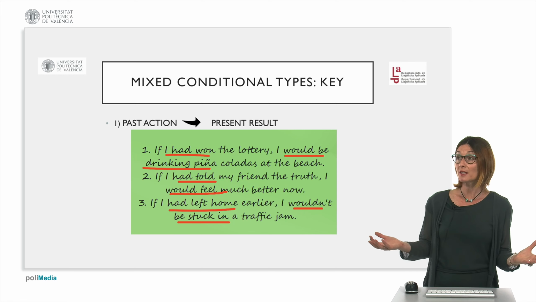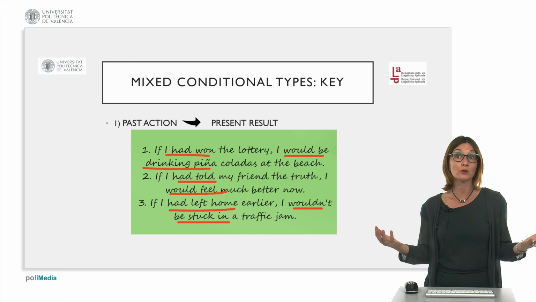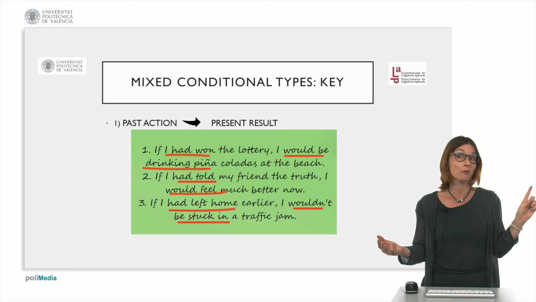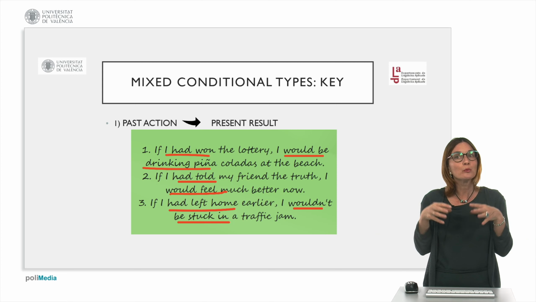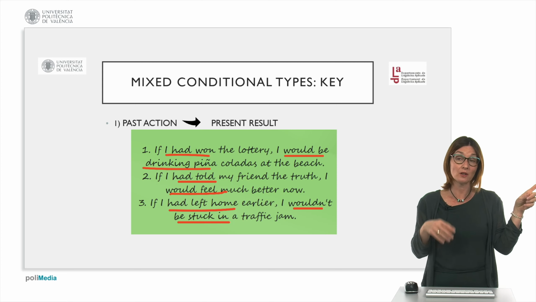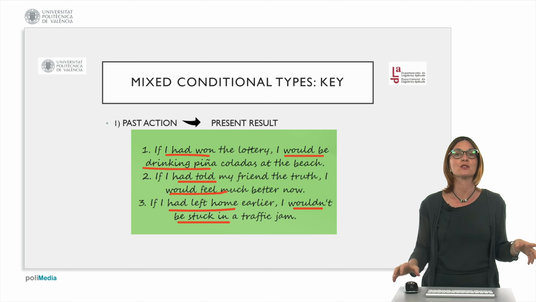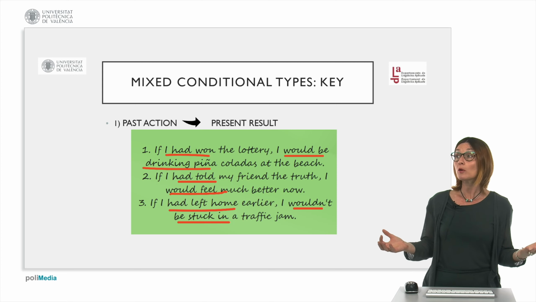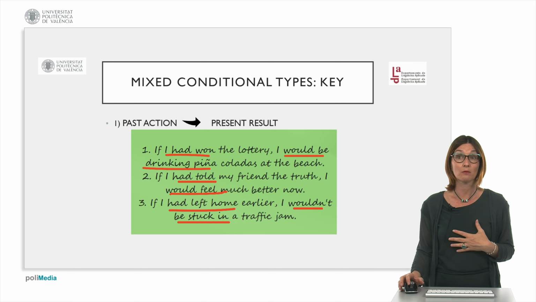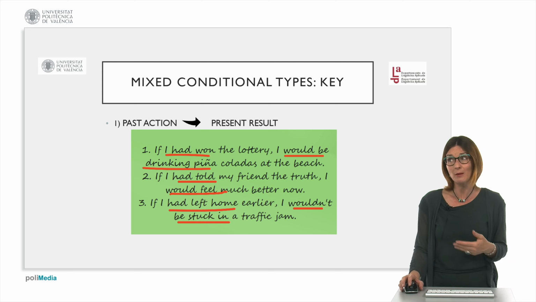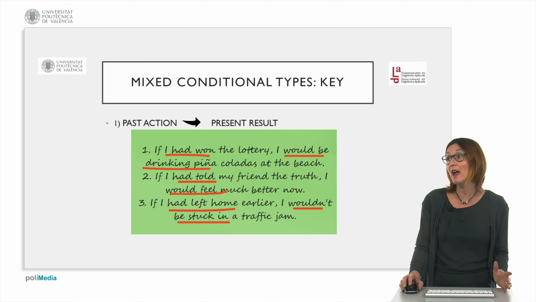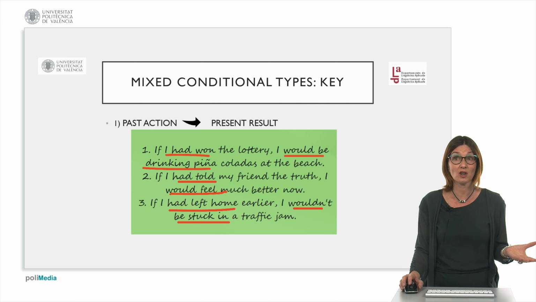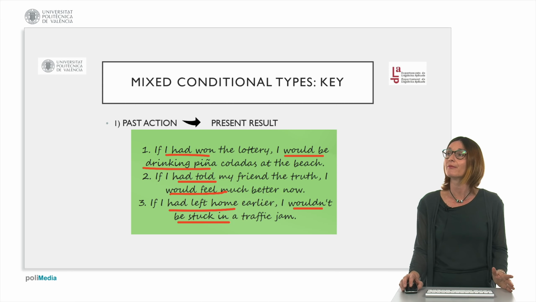Right, so for the first sentence, you could say something like, if I had won the lottery, but I didn't win it, I would be drinking piña coladas at the beach. So that's what I would be doing now. So the past action has a result that is relevant at the moment of speaking. If I had told my friend the truth, I would feel much better now, because now I'm not feeling very well. I'm not very happy because I didn't tell my friend the truth. If I had left home earlier, I wouldn't be stuck in a traffic jam now, but now I am stuck.